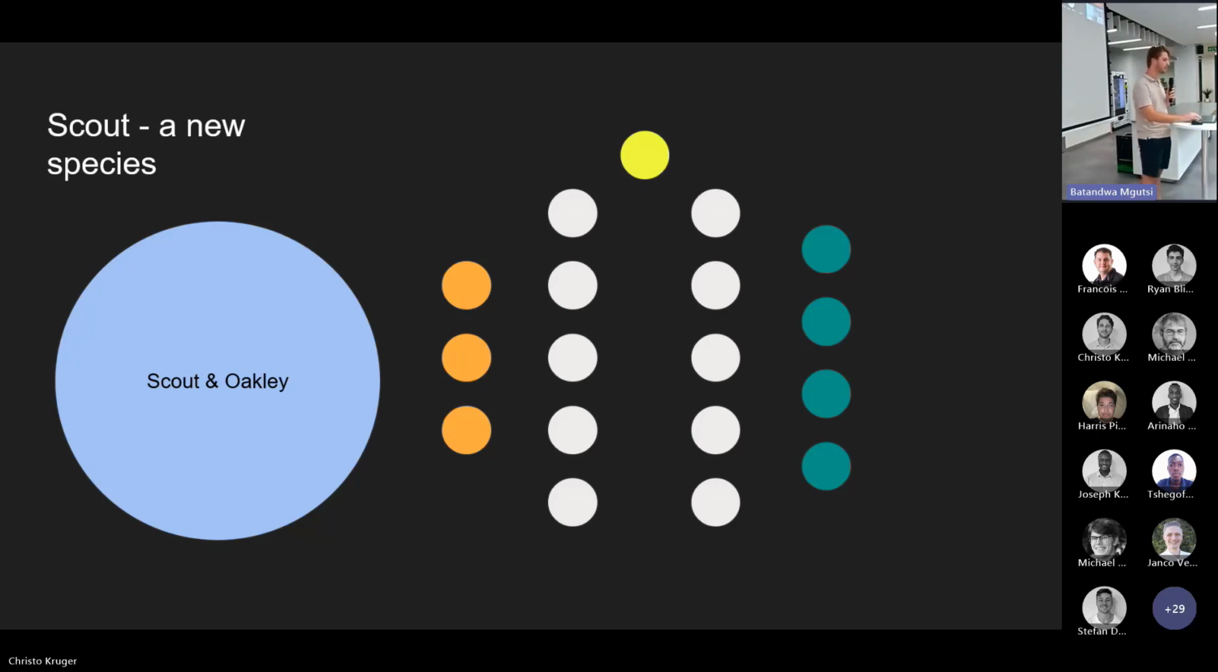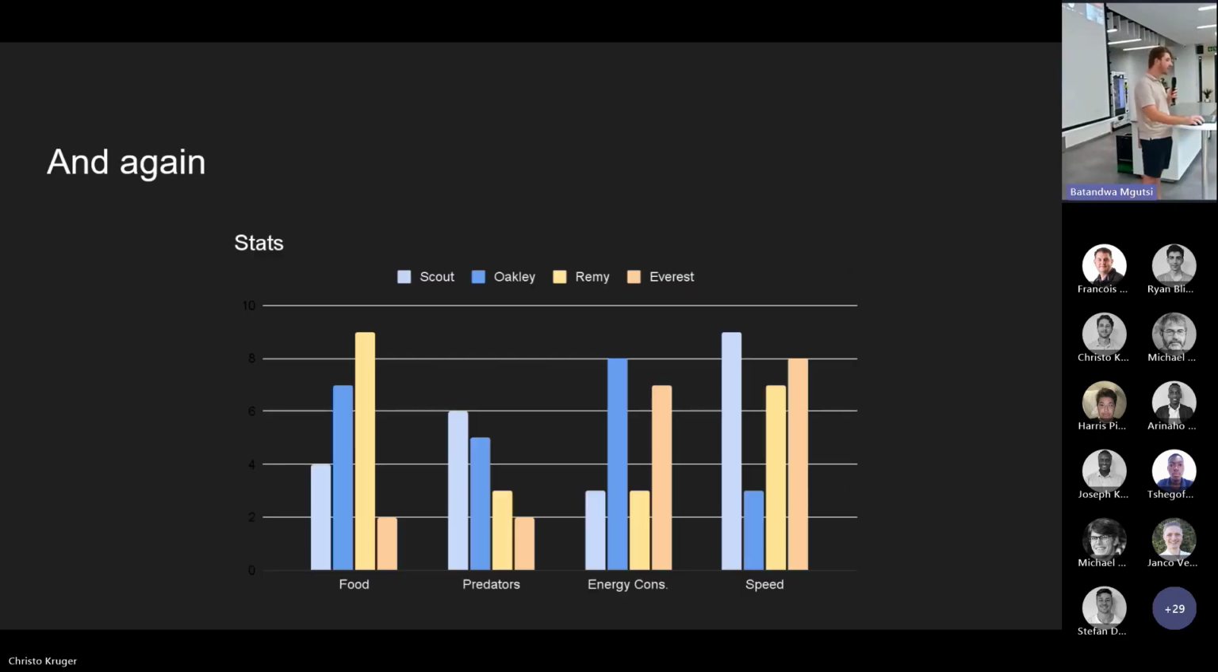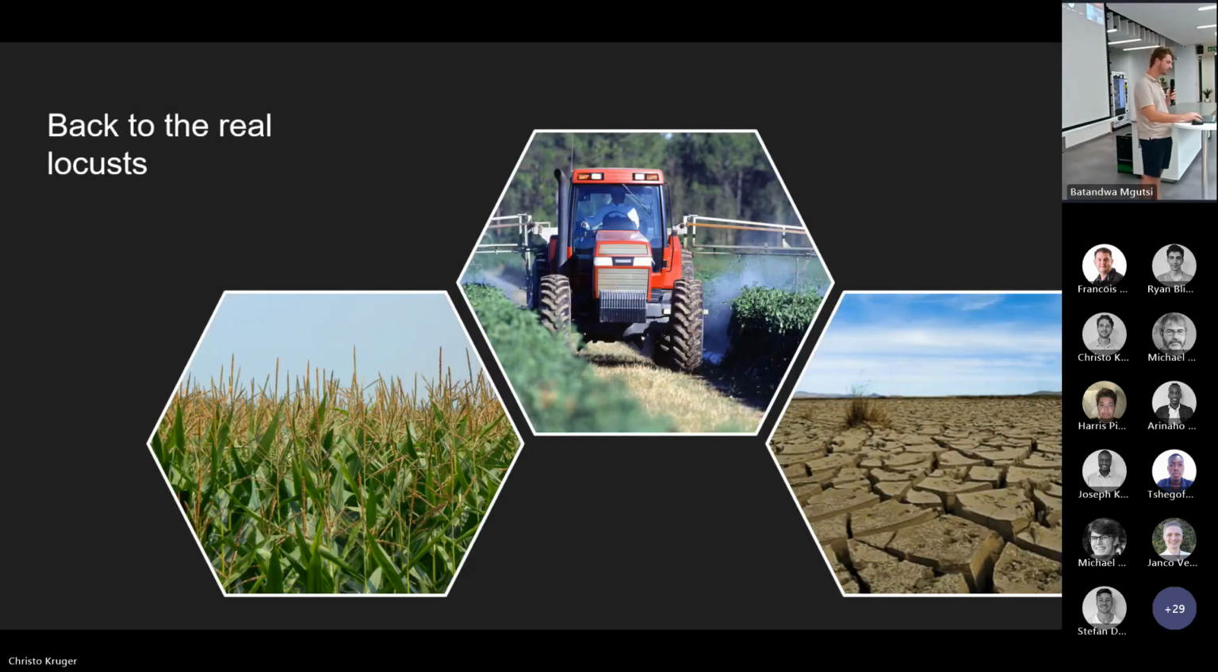Scout and Oakley, performed. Comparing the top 2 performers from each species, we can see that there are some things that the new species excels at and some that the old species is better at. From these 4, only 2 pairs of parents can be selected, but the original C++ implementation did allow for interspecies children, although by default, the chances of this occurring is exceptionally low, as is with nature. Now, back to the real locusts.